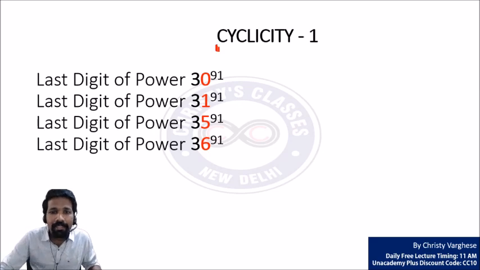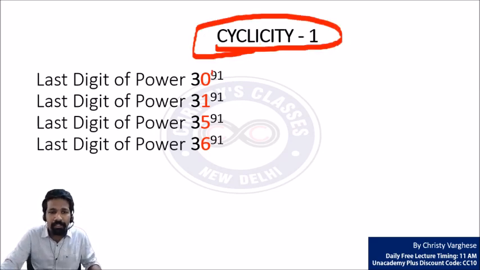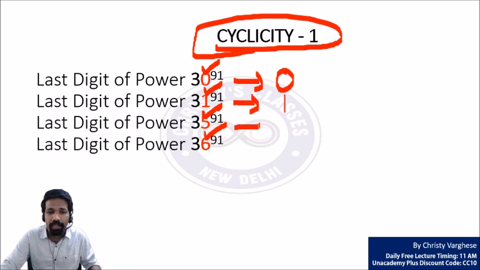Now, cyclicity 1 is for which all last digits? That is what we are discussing. For 0, 1, 5, 6, all these 4 numbers, cyclicity is 1. That means 30 raised to 91 can be only 0 ending. This is 1 ending. This is 5 ending. This is 6 ending. Why?